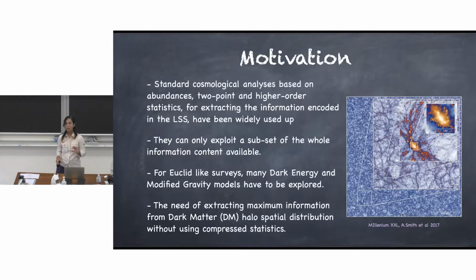Okay, so with this introduction, I can tell you that the standard cosmological analyses based on abundances, so two-point, three-point and higher order statistics, have been widely used, but they don't contain all the information possible. And as Marco also said, we have a lot of data coming from Euclid, the Vera Rubin Observatory, LSST, and we need to determine the different models of dark energy and modified gravity. So there is a need to extract maximum information from the dark matter field without compressed statistics.